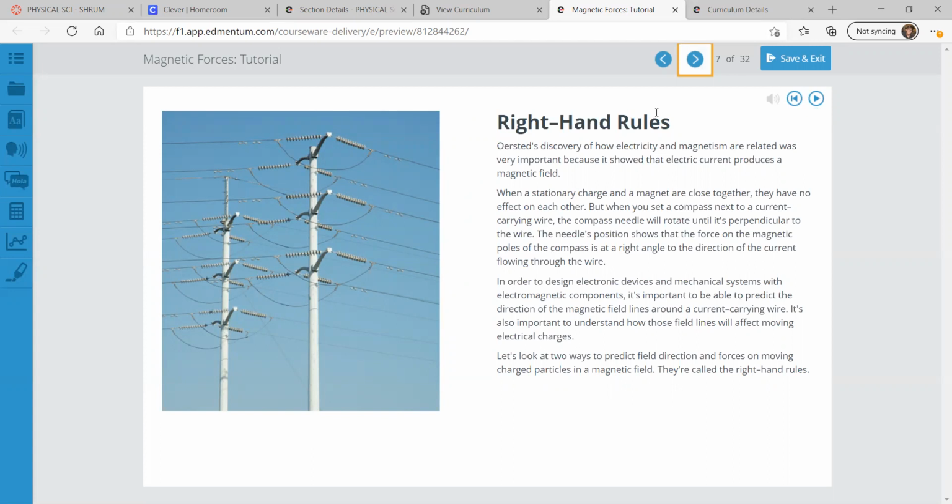In order to design electronic devices and mechanical systems with electromagnetic components, it's important to be able to predict the direction of the magnetic field lines around a current-carrying wire. It's also important to understand how those field lines will affect moving electrical charges. Let's look at two ways to predict field direction and forces on moving charged particles in a magnetic field. And these rules are called the right-hand rules.